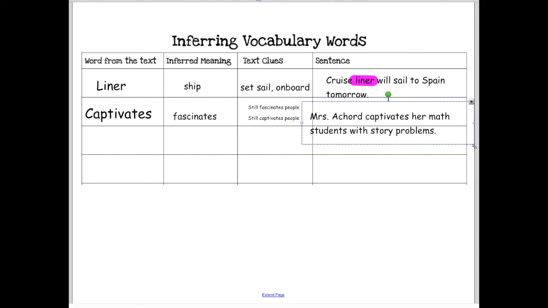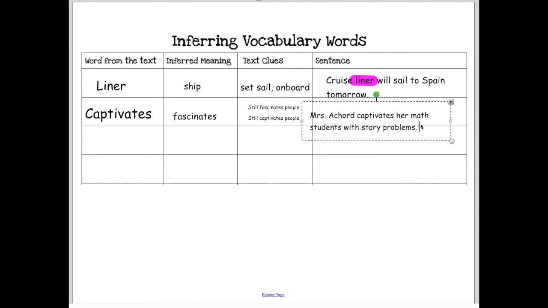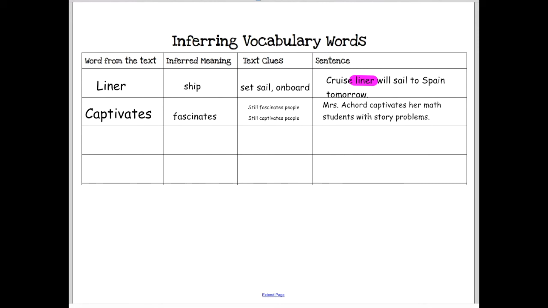All right, so then once you're done marking up your text, your next job is to go ahead and fill out all of the words that you circled, and you are going to put them into your Inferring vocabulary word chart. All right, have fun, guys.